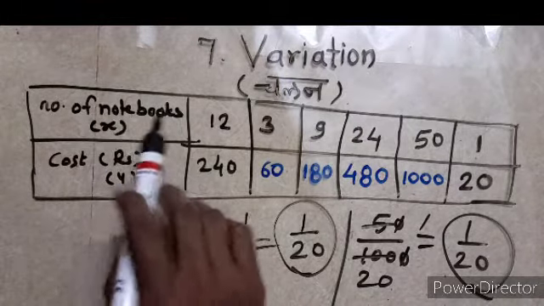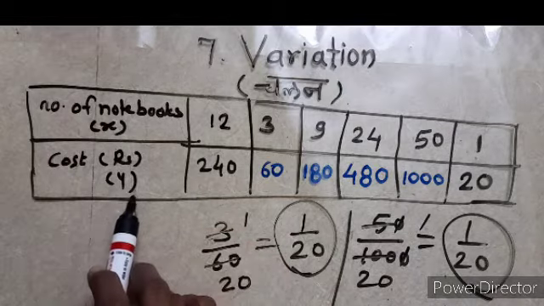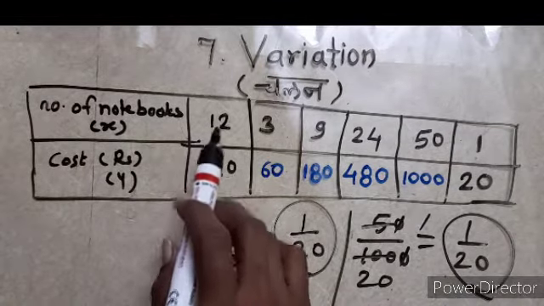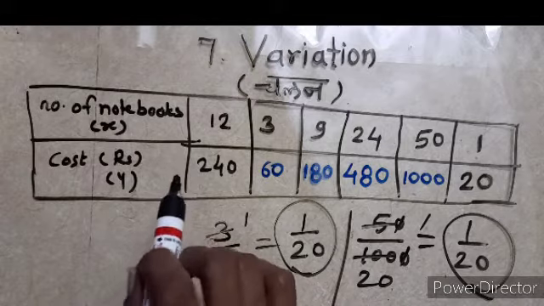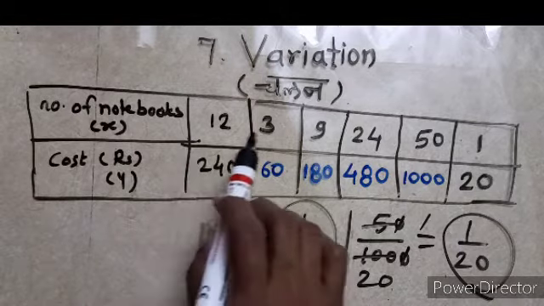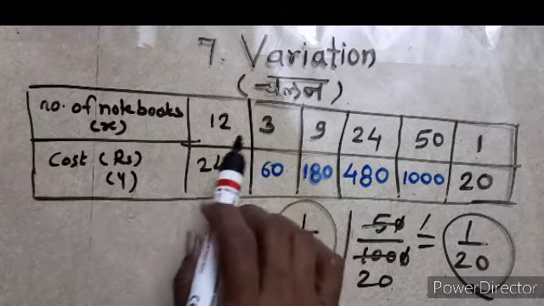Here the number of notebooks and their cost both are in the same proportion, and so here we can observe that when one number increases then the other also increases in the same proportion, and such a condition is called direct variation. What is it? It is called direct variation.